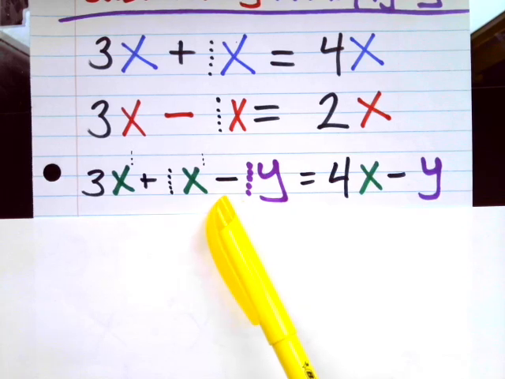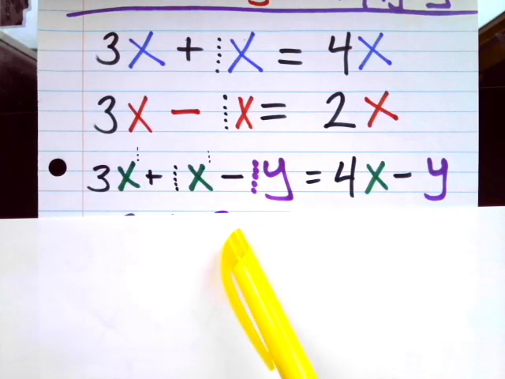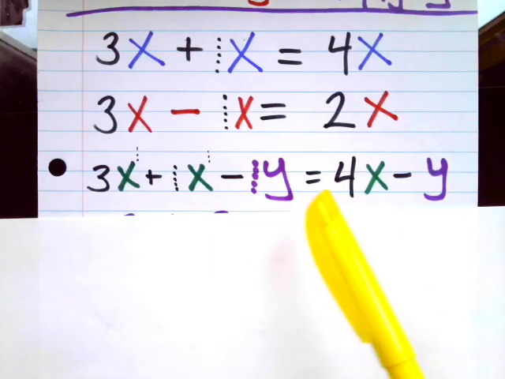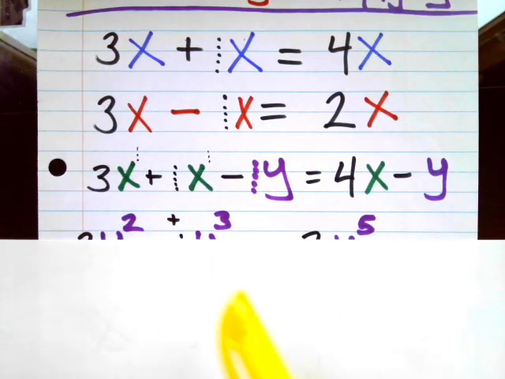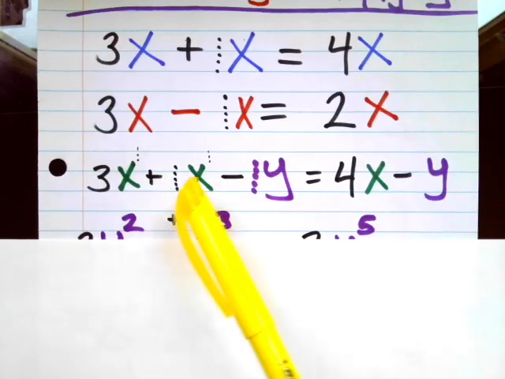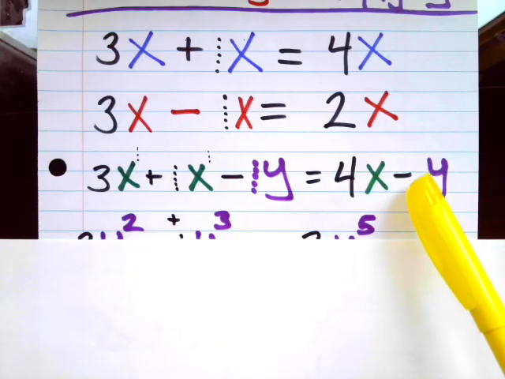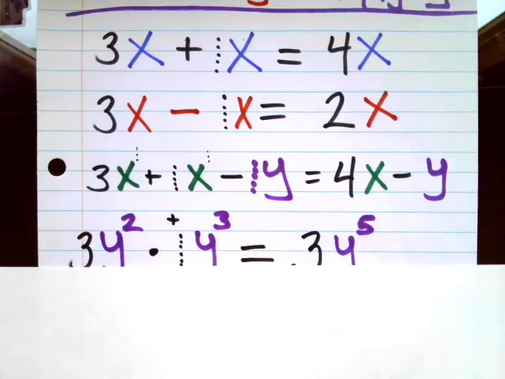So that negative and that subtraction sign goes with that 1y. That's a negative 1y. That negative 1y is not like terms. So as you can see, we just move it along and keep it in our answers. 3 plus 1 is 4. It's attached to the x. That negative 1y, as you see here, just stays with your answers in simplifying.